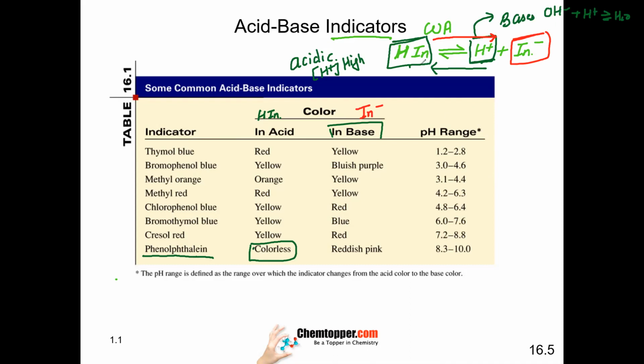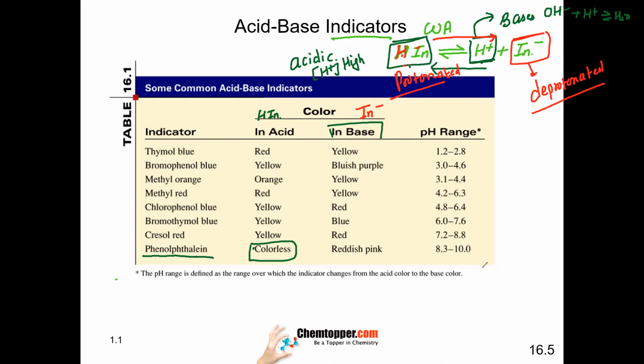So in acidic pH, indicators are like HIn, protonated. We call it protonated. Proton is still there. In basic condition, they are deprotonated. Protons are removed because bases are going to react with H plus. The protonated form and the deprotonated form have different colors. That's why indicators change their color when the pH changes from acidic to basic.